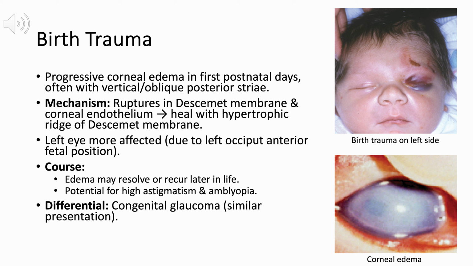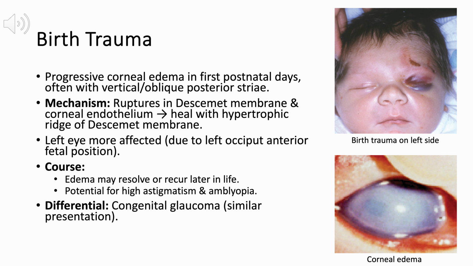Lastly, birth trauma refers to injury sustained during delivery, often occurring in cases of prolonged vaginal birth or when assisted by vacuum extraction or forceps, as these methods can increase pressure on the infant's head and eyes. This pressure can cause progressive corneal edema in the first few postnatal days, frequently with vertical or oblique posterior striae. It is due to rupture of the Descemet membrane and corneal endothelium, leading to edema, which subsequently heals with a hypertrophic ridge of Descemet membrane.